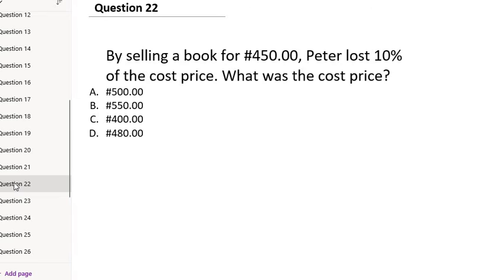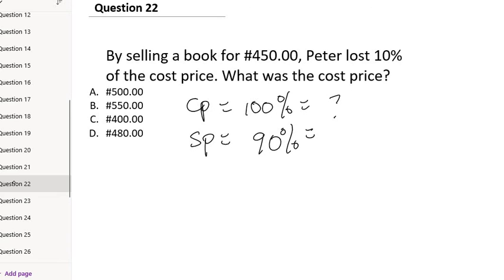Question 22. By selling a book for 45 naira, Peter lost 10% of the cost price. What was the cost price? Cost price is usually 100%. Don't forget that, and that's what we are looking for. Peter lost 10%, so the selling price will be the cost price, which is 100% minus 10. Selling price is 90%, not up to 100% because of this 10% loss.